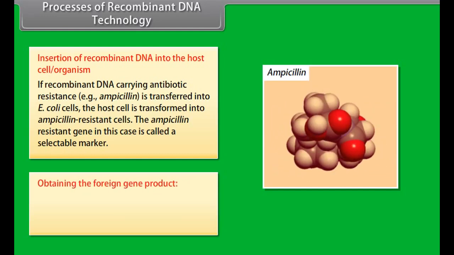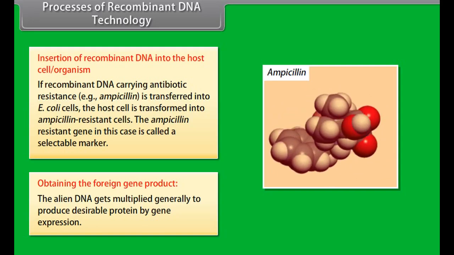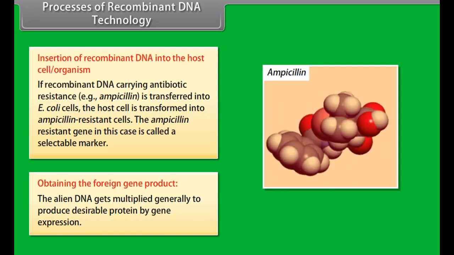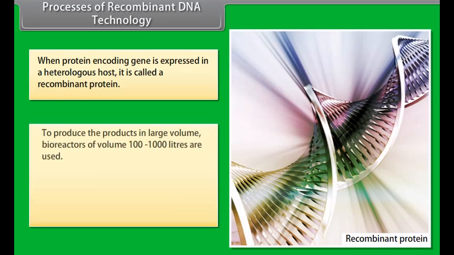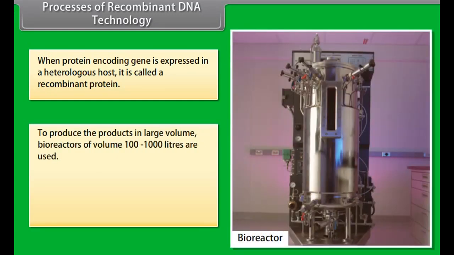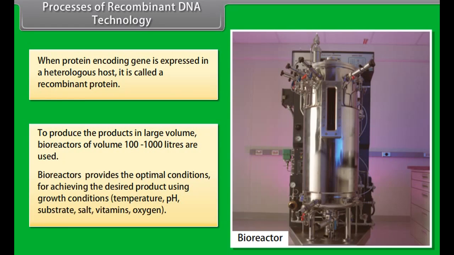Obtaining the foreign gene product. The alien DNA gets multiplied generally to produce desirable protein by gene expression. When a protein-encoding gene is expressed in the heterologous host, it is called a recombinant protein. To produce products in large volume, bioreactors of volume 100 to 1000 liters are used. Bioreactors provide the optimal conditions for achieving the desired product using growth conditions, temperature, pH, substrate, salt, vitamins, oxygen.